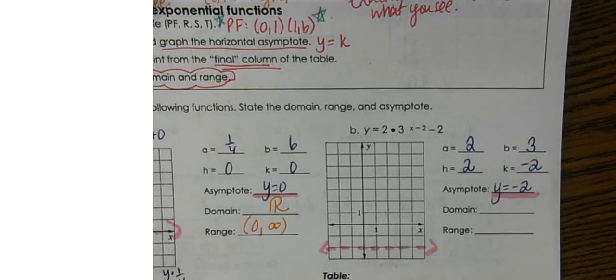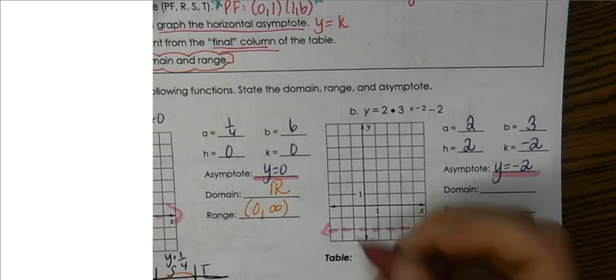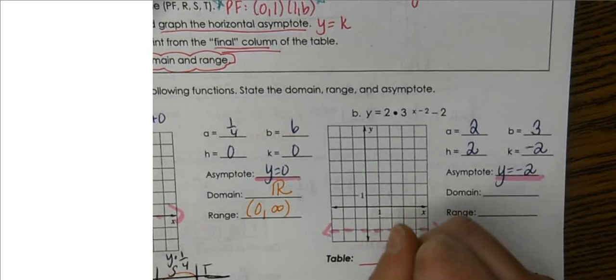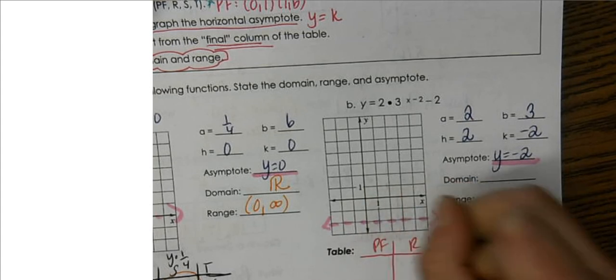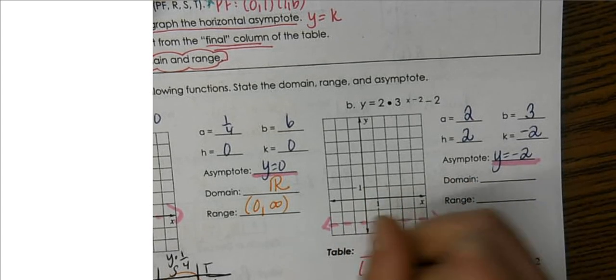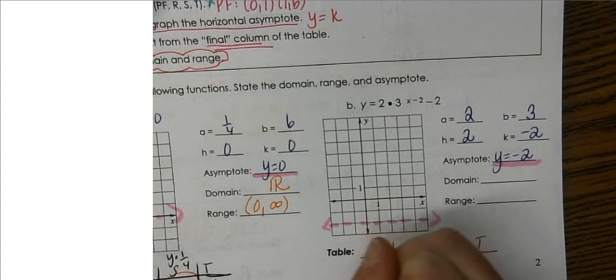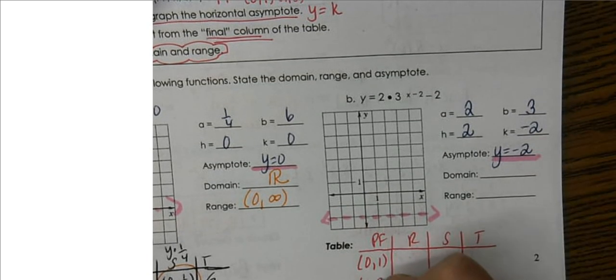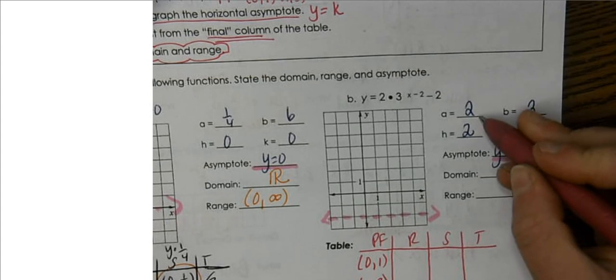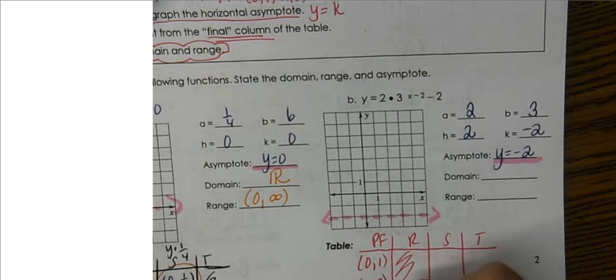So next, I'm going to create my table of values: parent function, reflection, stretch, translation. My ordered pairs are (0, 1) and (1, my b value). My b value in this case is 3. In this problem, my a value is positive, so I do not have a reflection.